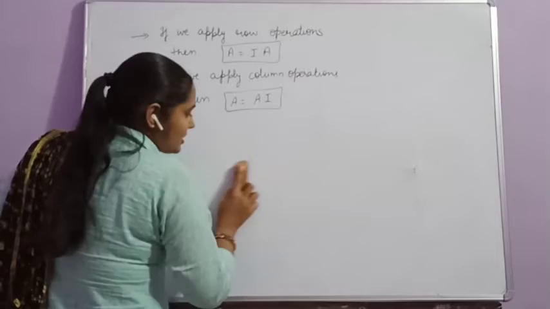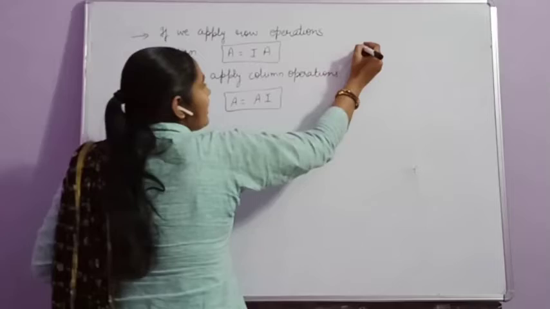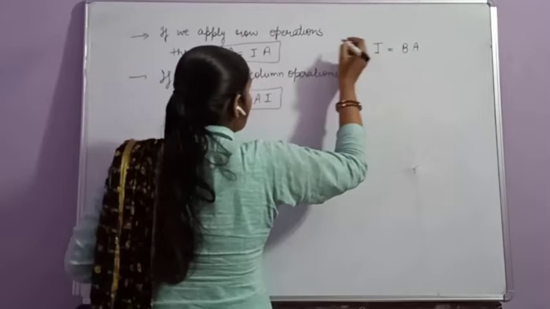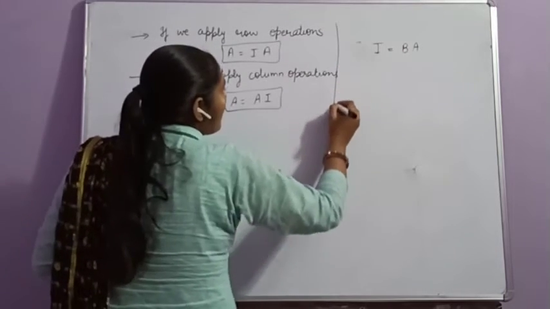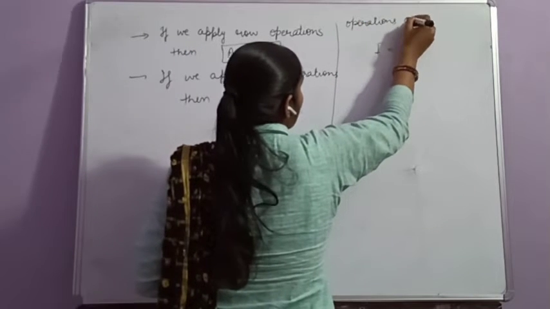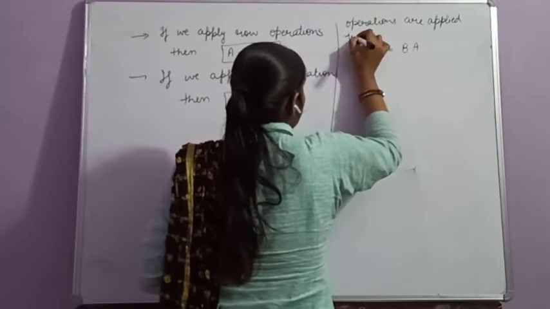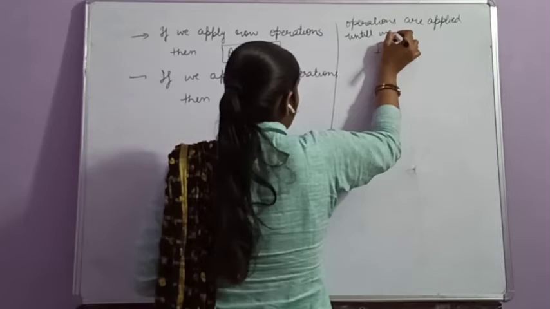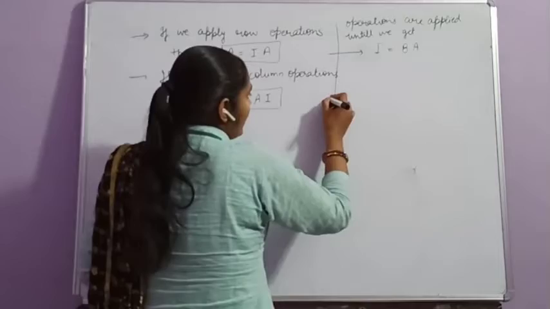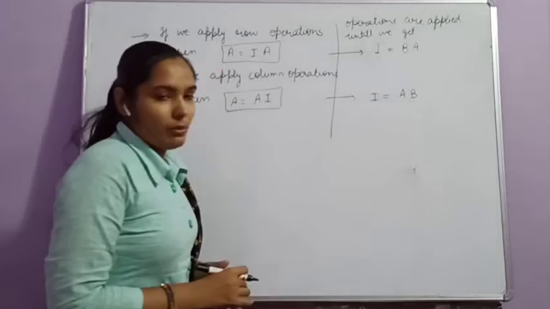We apply the operations until we get I is equal to BA. Operations are applied until we get I is equal to B with row operations, and I is equal to AB with column operations. Clear?